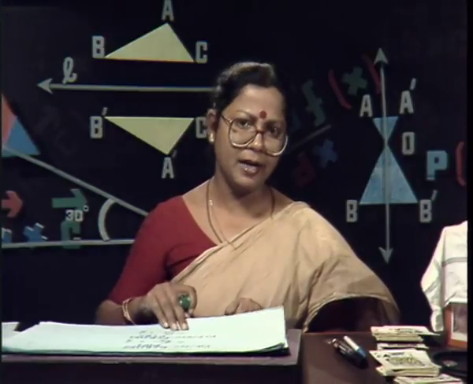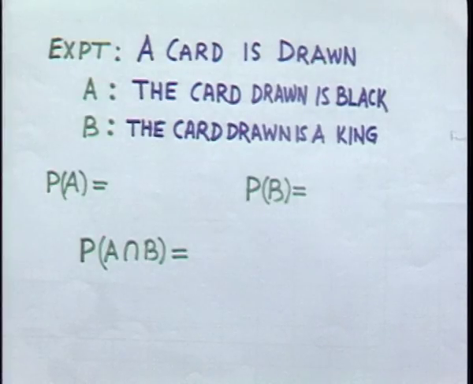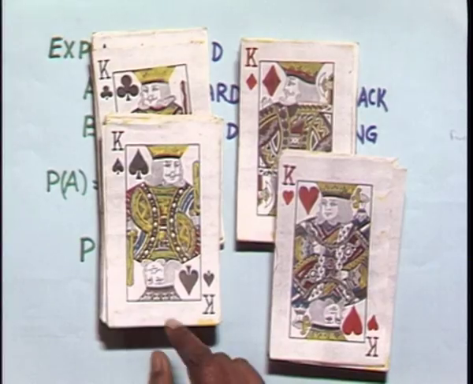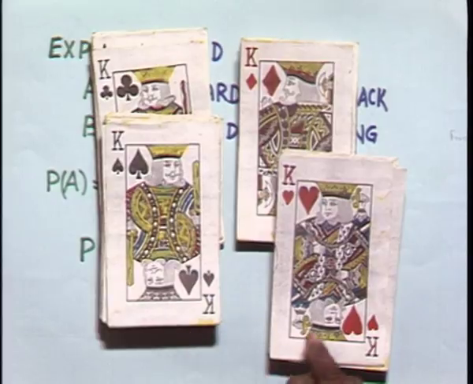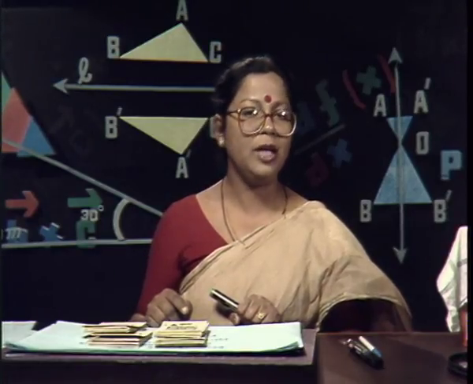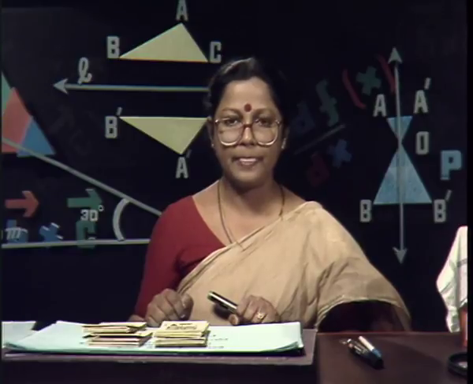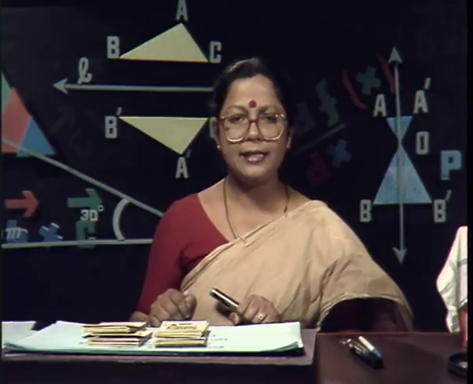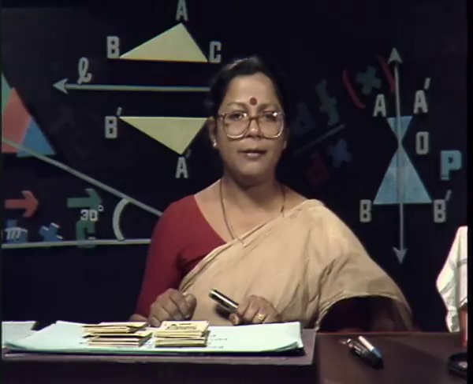We perform a random experiment. A card is drawn from an ordinary pack of cards. Since there are 52 cards in an ordinary pack of cards, each identical, therefore, the sample space can have 52 equally likely outcomes. Now, event A is defined as getting a black card, and let event B be defined as getting a king.